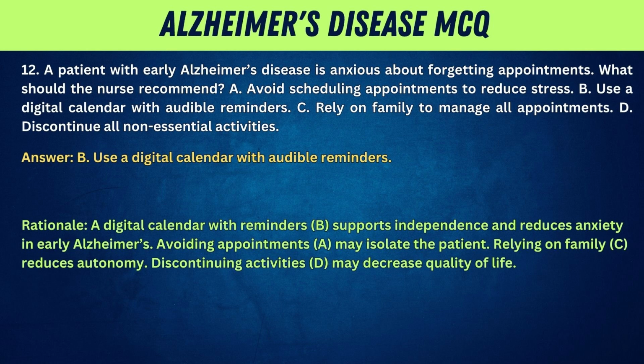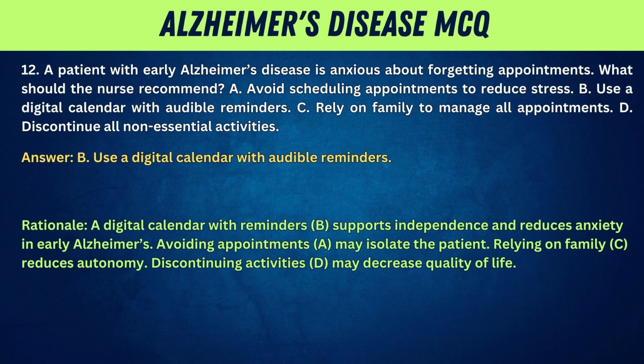12. A patient with early Alzheimer's disease is anxious about forgetting appointments. What should the nurse recommend? A. Avoid scheduling appointments to reduce stress. B. Use a digital calendar with audible reminders. C. Rely on family to manage all appointments. D. Discontinue all non-essential activities. Answer: B. Use a digital calendar with audible reminders.